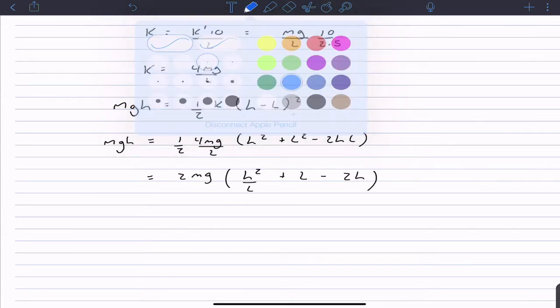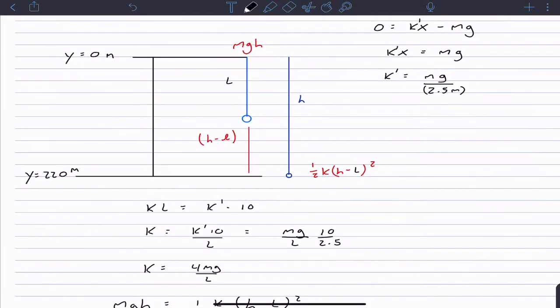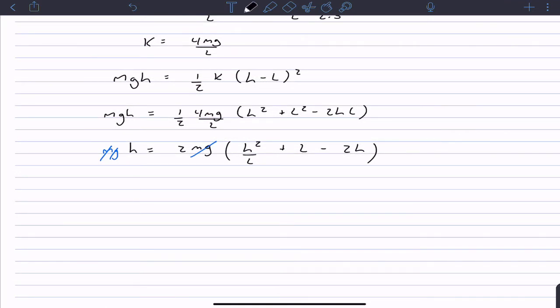Okay, just doing a little bit of solving here. I'll write this down, mgh. So these actually go away, right? Then we're left with height, by the way, total h, is 220 meters. That's what we're told. So we can divide both sides by 2, right? And that gives us 110 meters equals 220 squared over L plus L minus 2h.